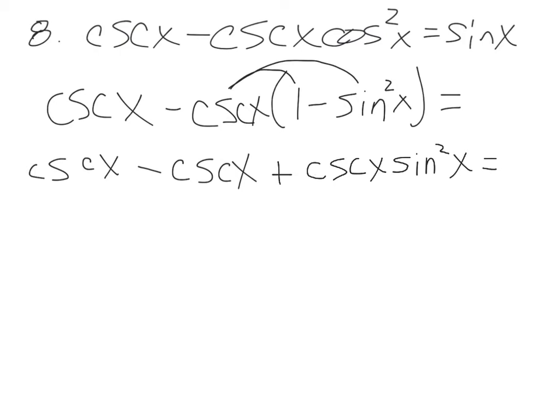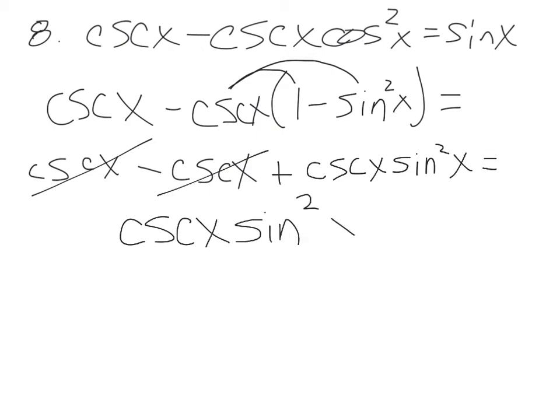Is there any more algebra I could do here? Well, as I discussed while thinking ahead, a cosecant x minus a cosecant x cancels out. And now I'm left with cosecant x times sine squared x. Remember, our goal is to get to sine x. This is definitely looking like we're going in the right direction. And there's no other algebra I can do here.